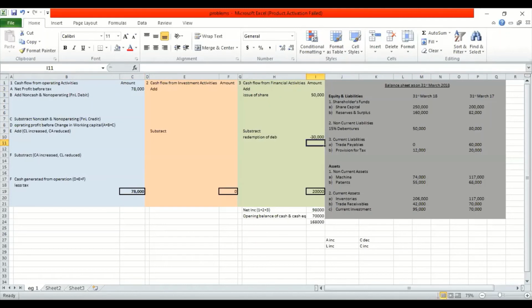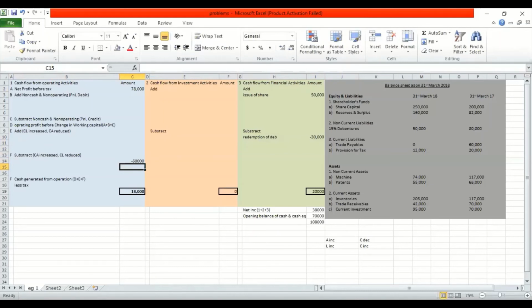Is that clear? Let's quickly look into the current liability. Trade payables. Again, a liability has reduced. If liability has increased, cash comes in. If liability has reduced, then cash goes out, right? Current liability is which item? It is your operating activity. So under operating activity, there is a subtract column. Over there, you have to write liability, trade payables reduced, and you should be writing minus 60,000.